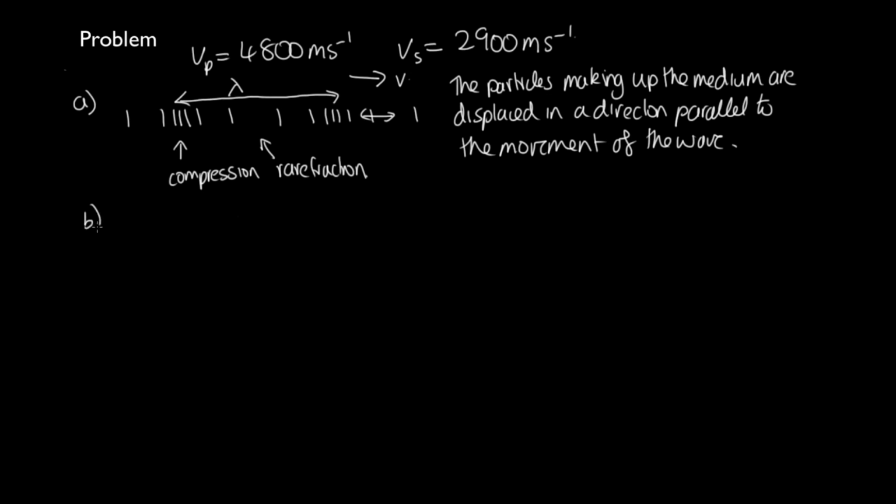Part B asks us, S waves are transverse waves. Draw a diagram showing what a transverse wave is. Okay, so a transverse wave looks like this. The particles move up and down, and the velocity of the wave is in this direction. This is one wavelength here.